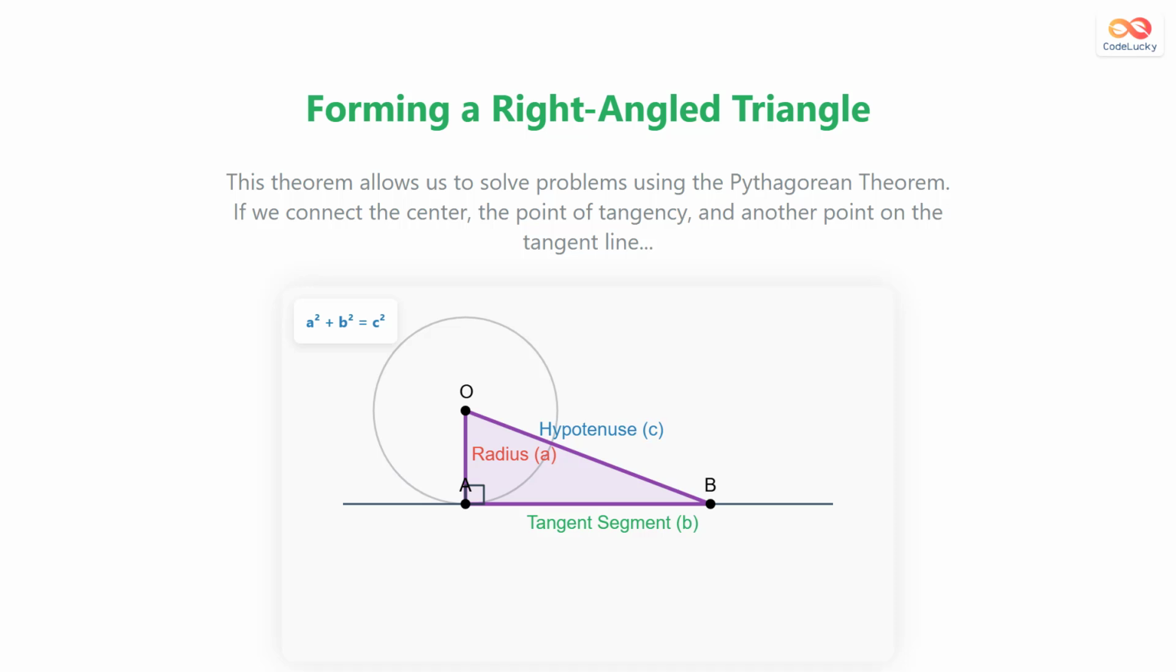Because of this 90-degree angle, we can create right-angled triangles. If we connect the center, the point of tangency, and any other point on the tangent line, we get a shape where we can use the Pythagorean theorem.